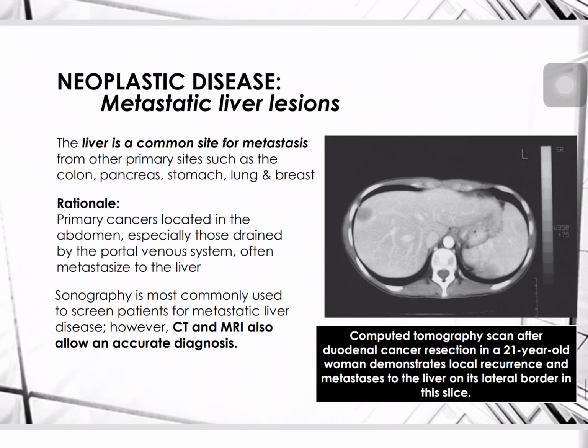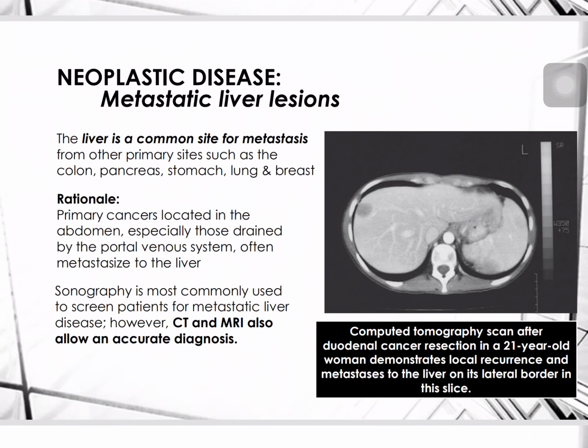Metastatic liver lesions are much more common than primary carcinoma because of the liver's role in filtering blood. The liver is a common site for metastases from other primary sites such as the colon, pancreas, stomach, lung, and breast. Primary cancers located in the abdomen, especially those drained by the portal venous system, often metastasize to the liver.